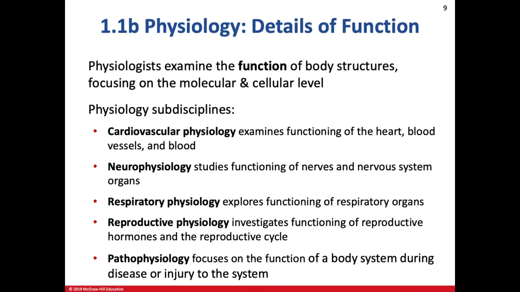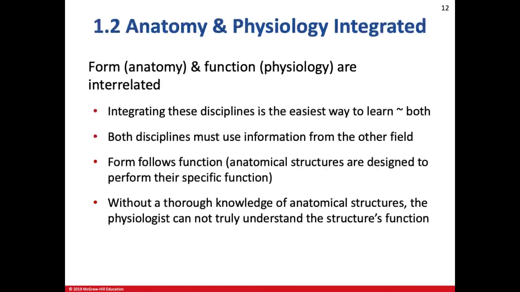Physiology subdisciplines include cardiovascular, neuro, respiratory, reproductive, and pathophysiology. Cardiovascular physiology, the heart, the blood vessels, and the blood, how they do what they do, right? Respiratory physiology, the functions that go with gas exchange and the regulation of pH in the body, right? And pathophysiology, the functional changes that take place in different organ systems when there's a disease, okay? Patho means of or pertaining to disease, right?